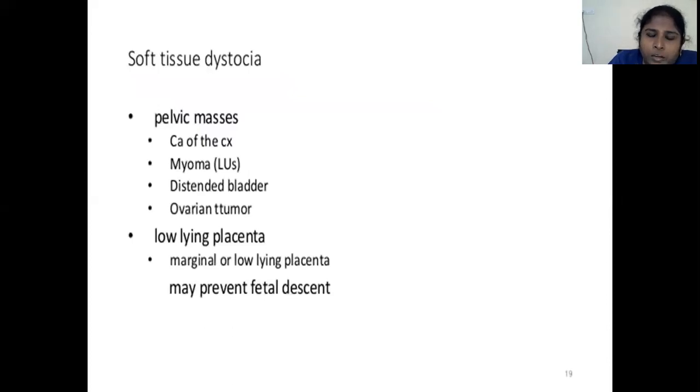Next, we have talked about the bony part problem. All about the power is finished. Now we are talking about the passage. The bony part is over. Now the soft tissue problems. It can be pelvic masses or the placental problems. Pelvic masses are carcinoma of the cervix, lower uterine segment fibroid, distended bladder, ovarian tumors, low-lying placenta. All these will prevent fetal descent.